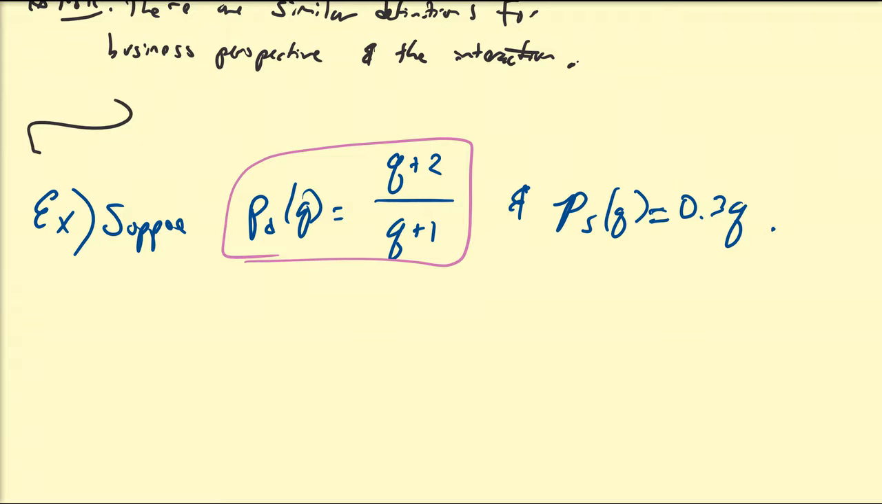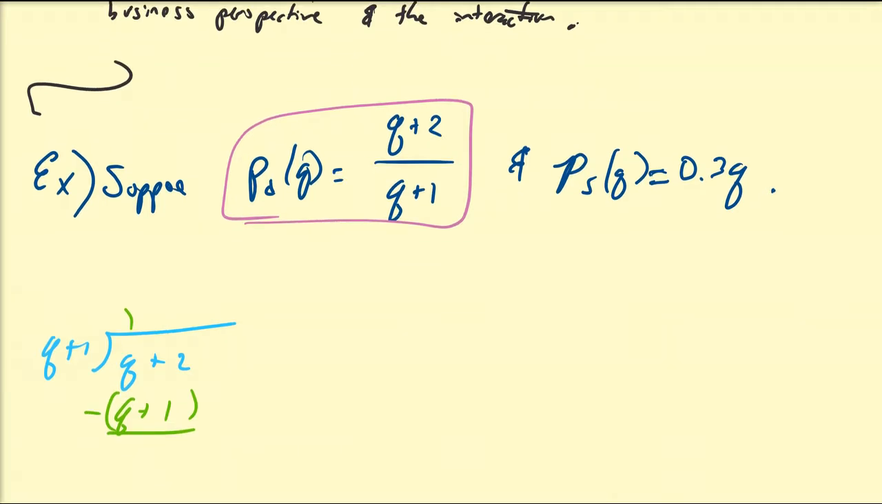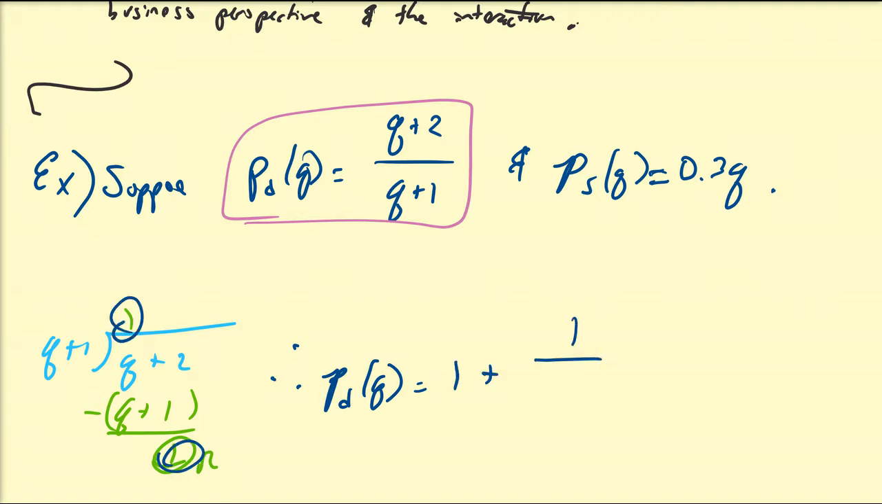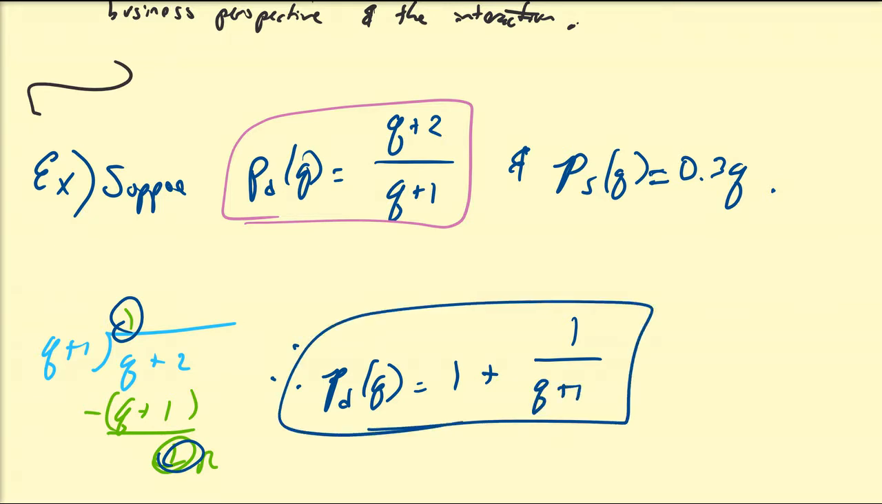you may want to perform long division to make this a little bit easier. So if we divide Q plus 1 into Q plus 2, we know that Q times 1 is going to be Q. Then we have Q plus 1, then we subtract. So Q minus Q is 0 and 2 minus 1 is 1, so this is the remainder. If that's the case, we can rewrite our demand curve to be equal to the quotient 1 plus the remainder over the divisor Q plus 1. This is typically a lot easier to deal with.